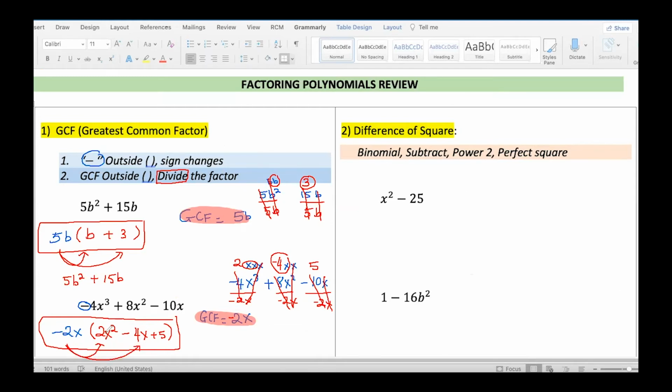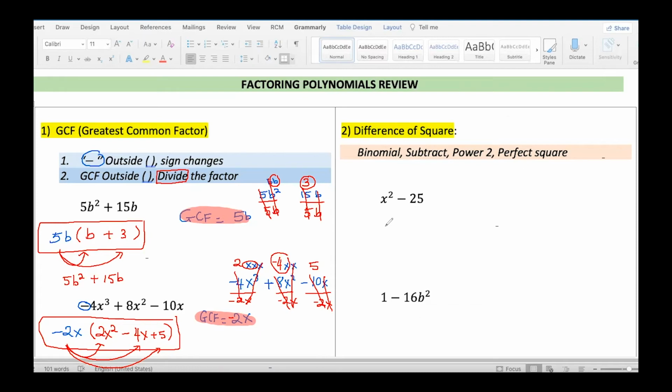Negative 2 times 2x squared, negative 4x squared. Negative 2 times negative 4x gives you positive 8x, and negative 2 times 5 gives you negative 10. So that is how we do GCF. So let's go ahead and take a look at the second method.